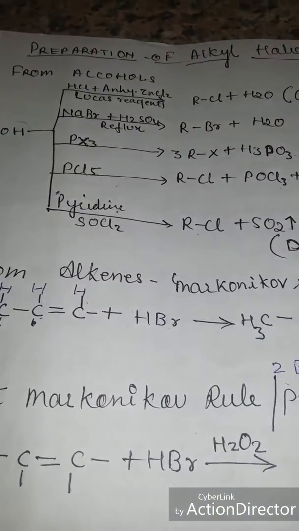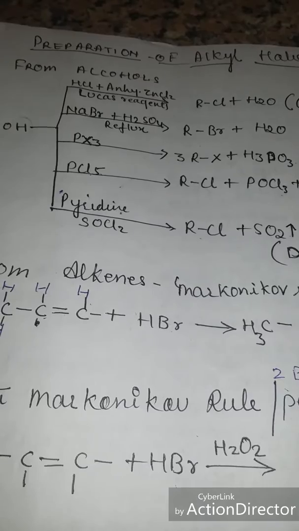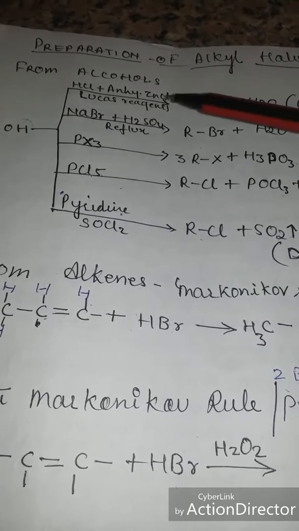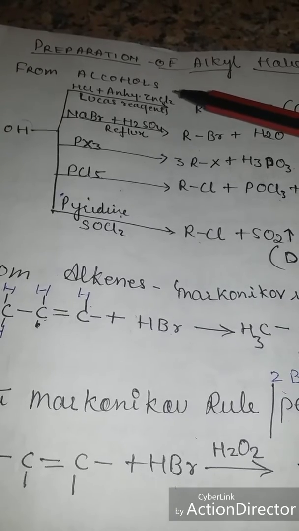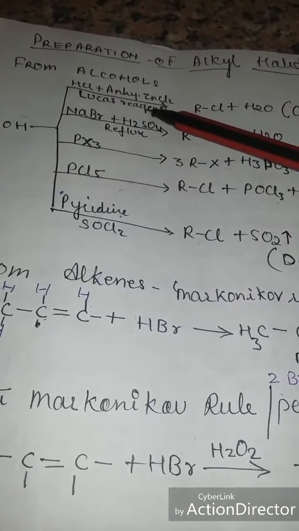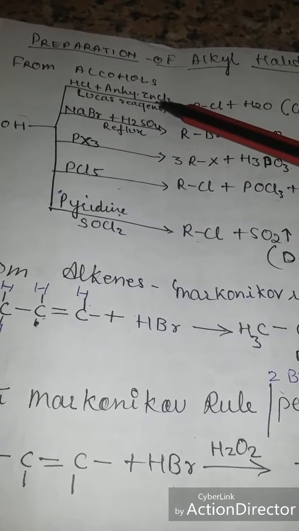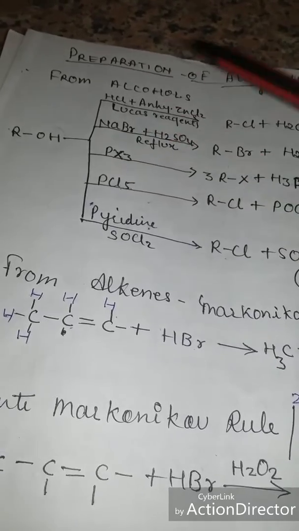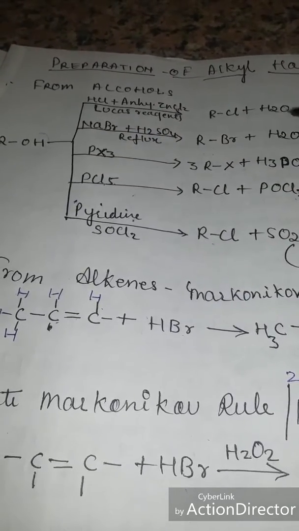Now let us talk about the preparations of alkyl halides. First preparation, you can do direct halogenation also. Here the first preparation is shown from alcohols. So from alcohol, if you treat it with Lucas reagent, that is HCl and anhydrous ZnCl2, OH will be replaced by Cl, and you will be getting alkyl halide and water.